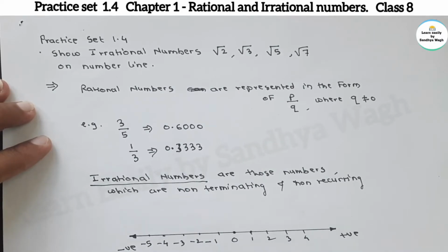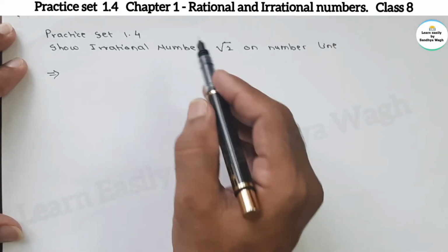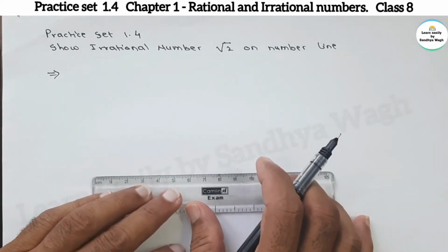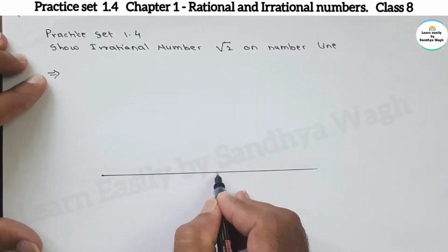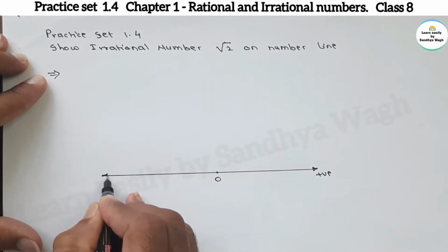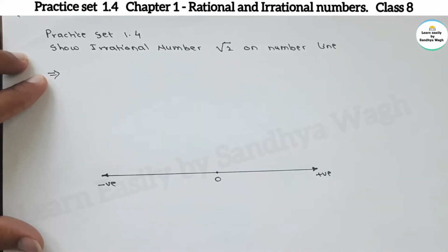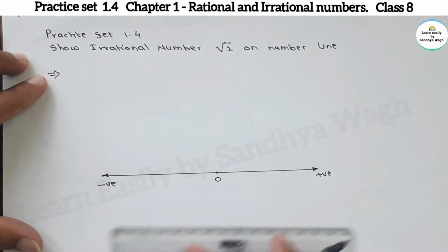So first we will see root 2. Now see how to draw the irrational number root 2 on the number line. First we will draw a number line. Let's draw this number line. Let it be 0, and on this side there are positive numbers, on this side there are negative numbers. First, what we will do, we will make a unit marking. Let it be centimeter, inch or whatever, for our convenience.